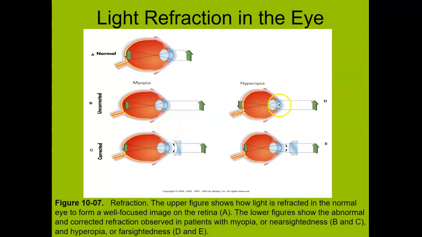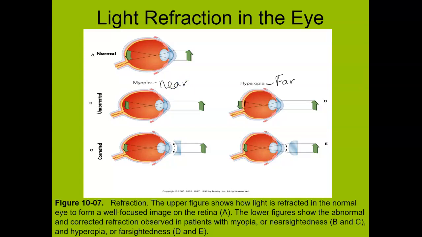Hyperopia happens when the eyeball actually gets a little taller and the object is focused behind the retina, okay? The lens can't focus it and bring it right here in front of the yellow, okay? So then you add a different shaped lens to correct for farsightedness, which is hyperopia. So hyperopia is farsightedness. In other words, you can see far, but you can't see near. Myopia is nearsightedness. You can see up close, but you can't see far away, okay?